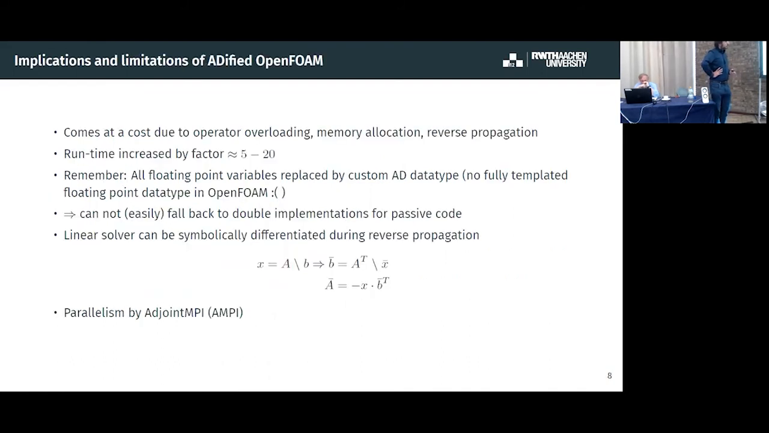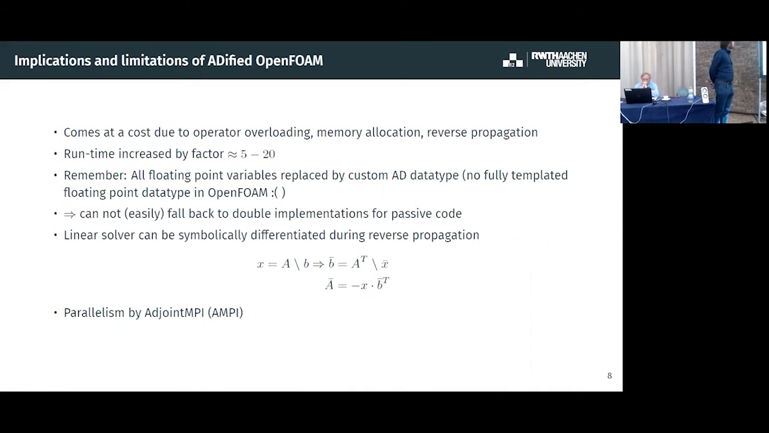Okay, so what are the benefits and the disadvantages of having Discrete Adjoint-AD directly in OpenFOAM? Well, it comes at a cost because you do all the operator overloading. You have to do memory allocation for the control flow reversal. So you need to store these intermediate values. And then you actually have to do the reverse propagation also. That takes time. In general, the runtime will be increased by something like a factor of 5 or a little bit more, depending on what you do.